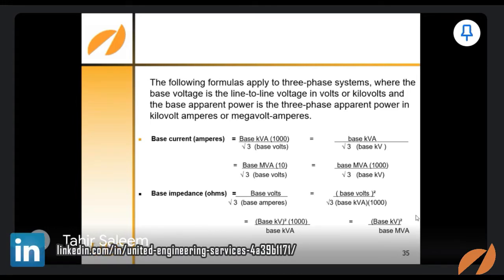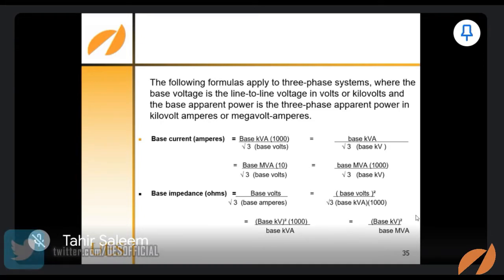If you go for academic study, you have seen that you have to calculate the positive sequence, zero sequence, and negative sequence currents. We have avoided that, and a lot of assumptions are made to simplify the calculation of the short circuit current.